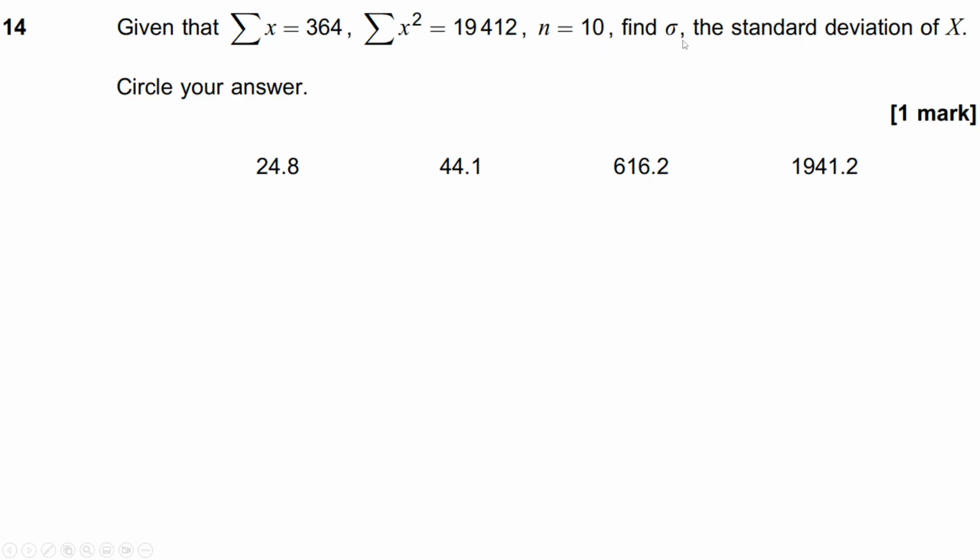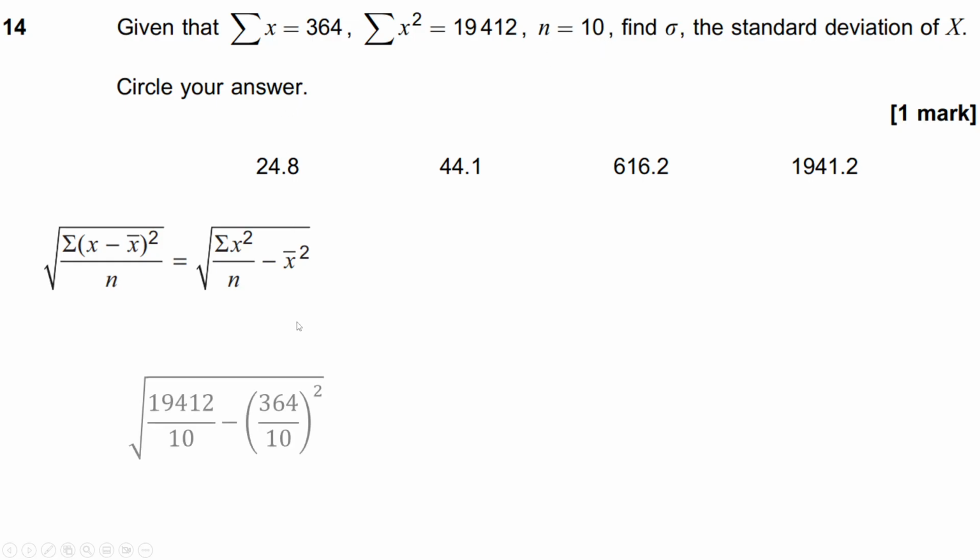The sum of x is 364, and the sum of x squared is this. N equals 10, find sigma, the standard deviation of x. Okay, well, the formula for the standard deviation is this, you're given it. Now here, we're going to be using this formula here, because we've got the sum of x squared, which we have. Right, so we've got this part of the equation. Now, how do we get the mean squared without it being the sum? Well, if we know that there are 10 total things, this number divided by 10 will just give us the mean, without being summed up. So 364 divided by 10 just equals x bar, and then we want that squared. So just plug that in, you get 24.8, so it's this answer here.